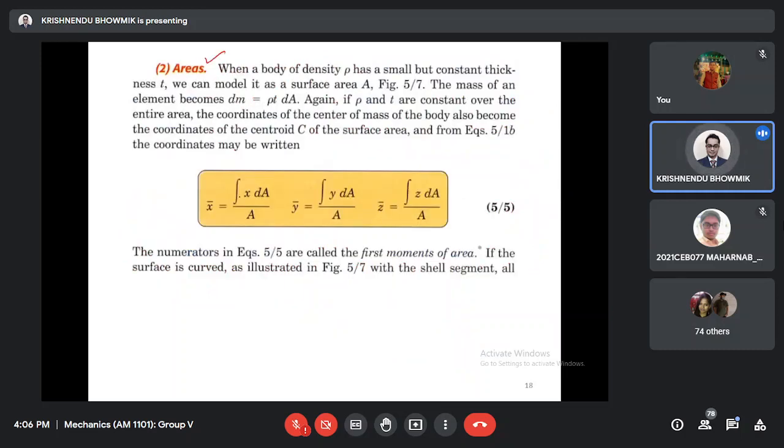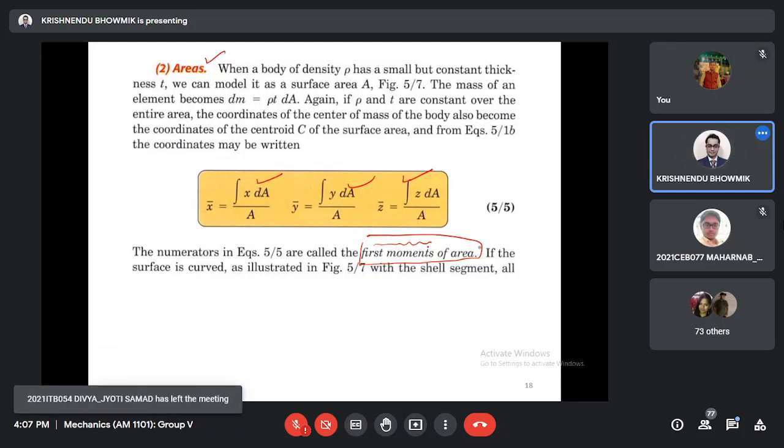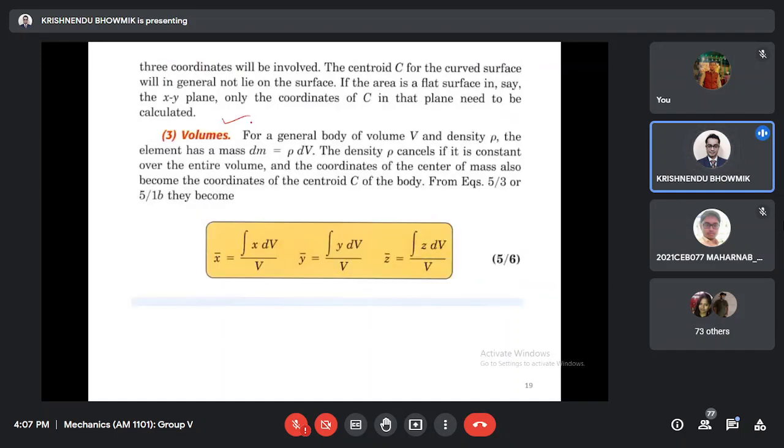Now when we are talking about area, as I told, we are using first moments of area. The principle is we are using the first moment, either of weight, mass, volume, area or line. Using the concept of moments, we are calculating the centroid of a line, area, volume, or maybe the center of mass, or center of gravity. For volume, in a similar way, we will utilize these expressions.